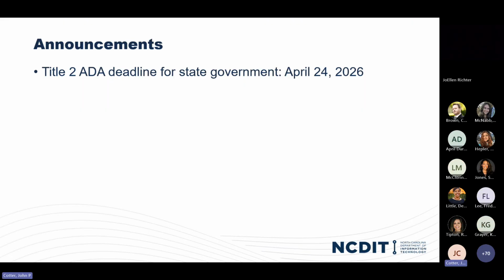All right, so I mentioned Title II ADA a bunch. If you haven't heard of it, there's a deadline, April 24. So we're about exactly 2 months away. And that deadline was set by the Department of Justice. So it said that the state government and local government web content needs to meet WCAG 2.1 level AA.